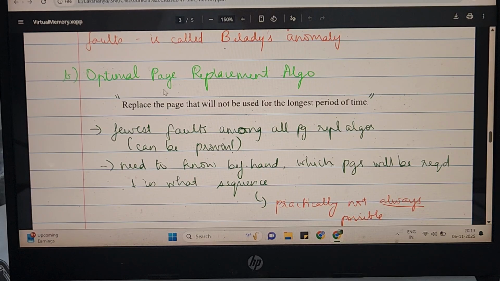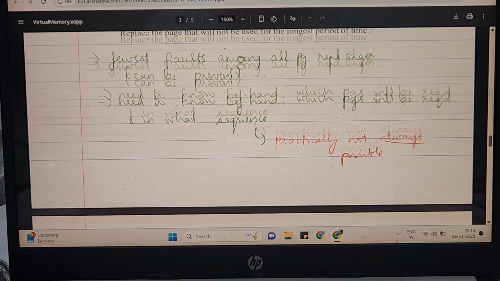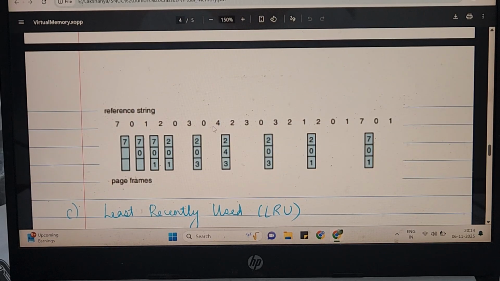It can be proved actually that this method gives you the fewest faults among all page replacement algorithms. So it is justified that this algorithm calls itself the optimal one. The problem, however, is you need to know beforehand which pages you will require and in what sequence. So this reference string, because we are just looking at an example, the entire string was given to you. But the computer will not always know, right? Next I am going to do this process out of which these pages I will need in this sequence. The computer will not always be able to tell that beforehand.